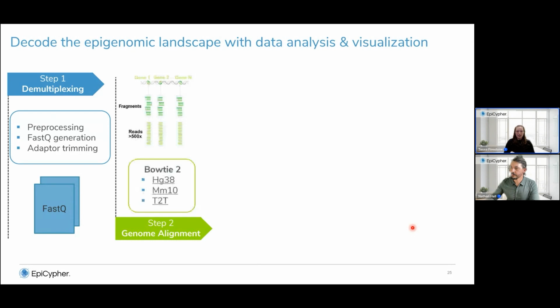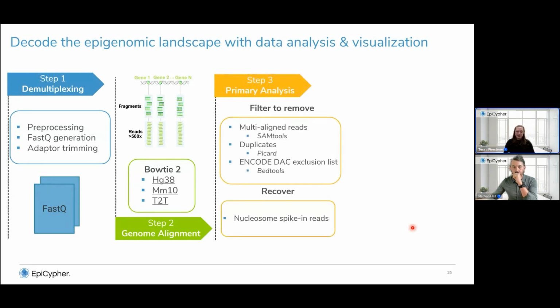Step 2 is the genome alignment. We recommend using Bowtie 2, and here are a few examples of available genome builds: HG38, MM10, and T2T. Step 3 is the primary analysis, where each reaction gets multi-aligned reads, duplicates, and the exclusion list removed. Also in this step, the nucleosome spike-in reads are recovered.